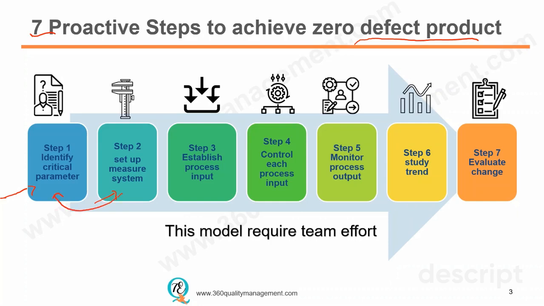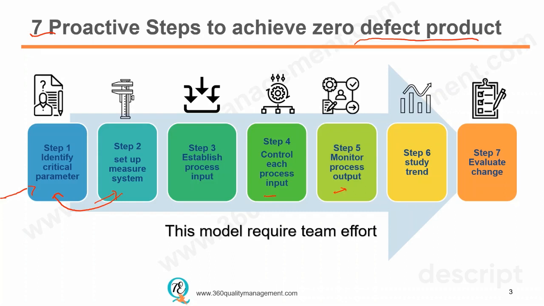Step 3 is to establish all the process inputs that we have talked about: man, machine, methods, material, measure, environment, to ensure that they are properly set up. Step 4 is to control each of these process inputs to ensure that they are consistent and well set up.